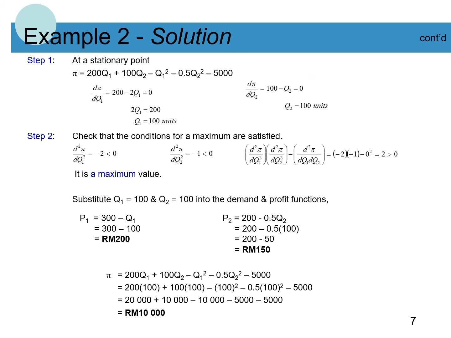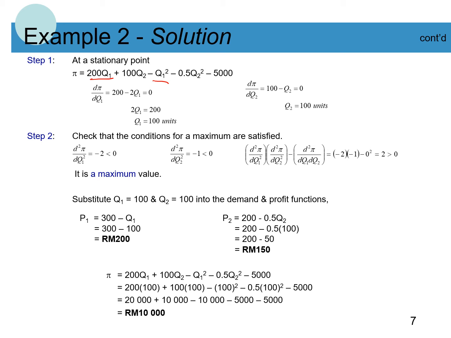Okay, then at the stationary point, we have to differentiate the profit function with respect to Q1. Therefore, we differentiate the 200 Q1, then negative Q1 square, and the rest is equal to the derivative of the constant value. Therefore, d pi over dQ1 is equal to 200 minus 2Q1, that is equal to 0. Then we solve for Q1. Therefore, we found that Q1 is equal to 100 units.